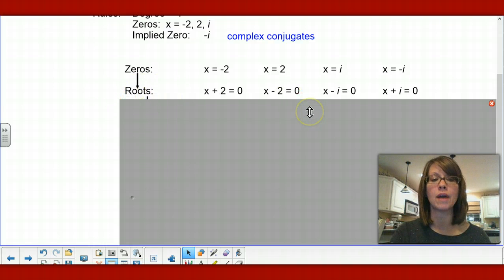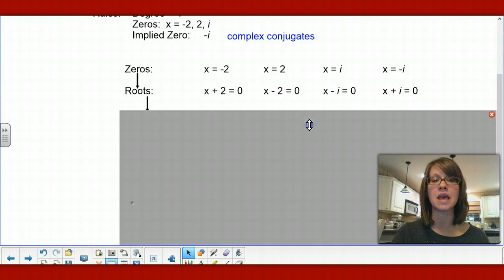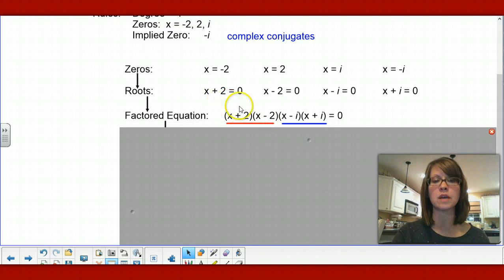Okay. All right, then what we do is we take these individual factors and we write them as a factored equation. So x plus 2 times x minus 2 times x minus i times x plus i is going to give us 0. I've underlined because we're going to have to expand this. And when we do, we can only multiply two things at a time. And I like these because these will produce a difference of squares. That's friendly to us this time. It won't always be this way. And these will produce a difference of squares. Your complex conjugates will always produce that difference of squares.